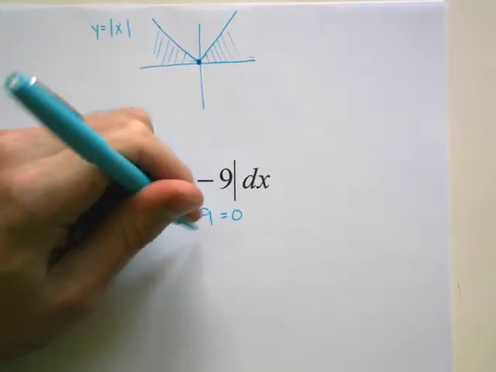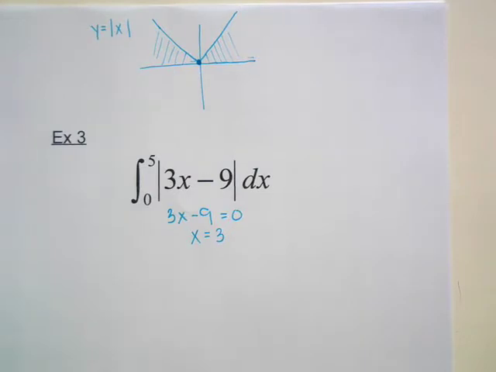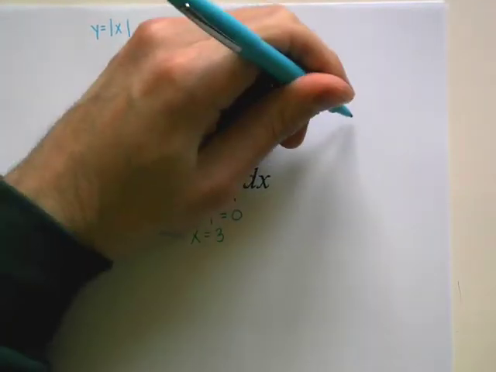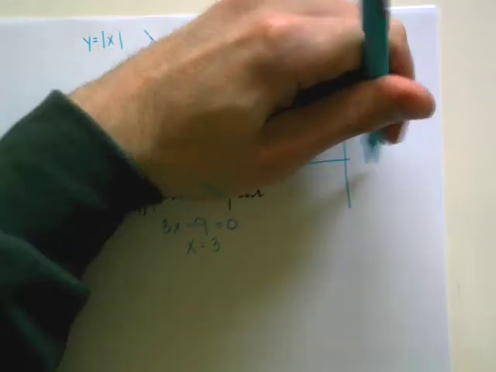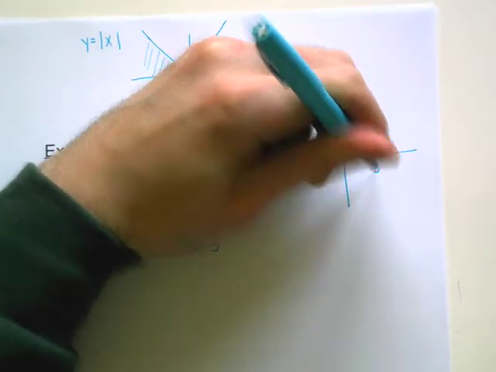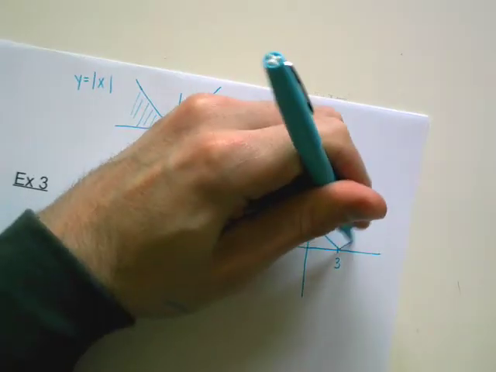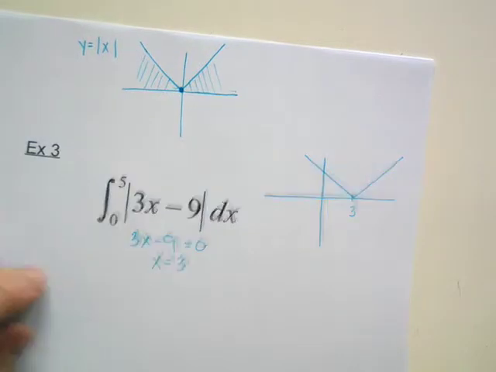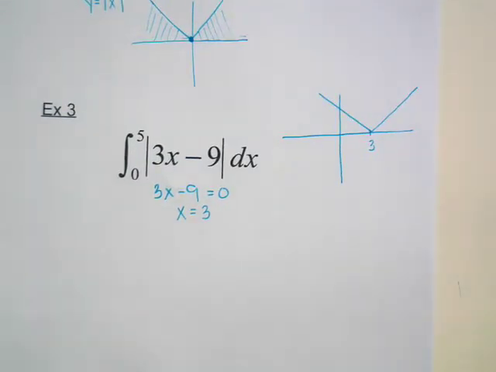Okay, so if I solve, I would get x equals 3. What that tells me is if I were to redraw my V, at the number 3, I would have a touchdown point here. So it would look like this. That's what that value tells you when you solve for x.